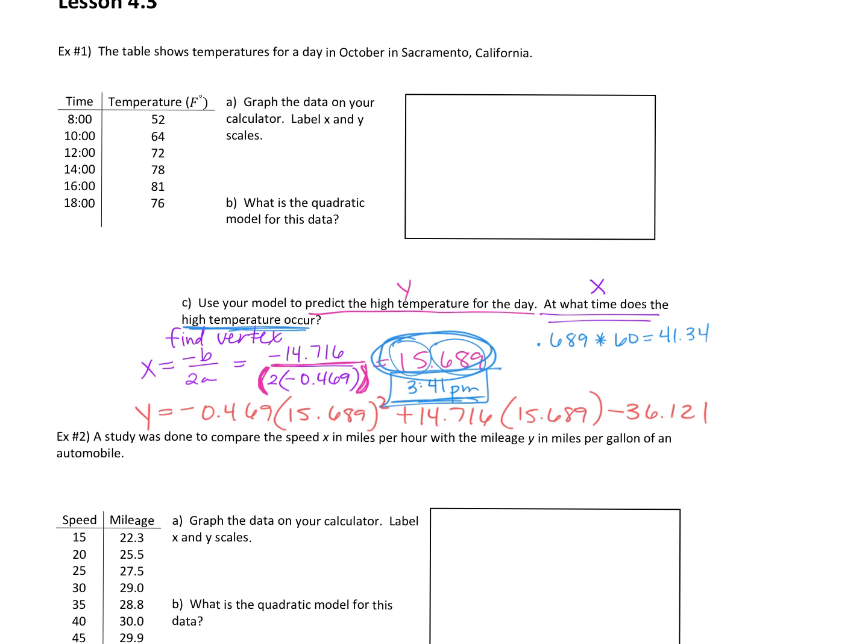And what do you get? Did you get 79.316? Did you plug it in? You should plug it in. Make sure that you're plugging things in correctly. So basically, here's what the question is. Predict the high temperature. At what time does that high temperature occur? So we would say it's about 79 degrees at 3:41 p.m.